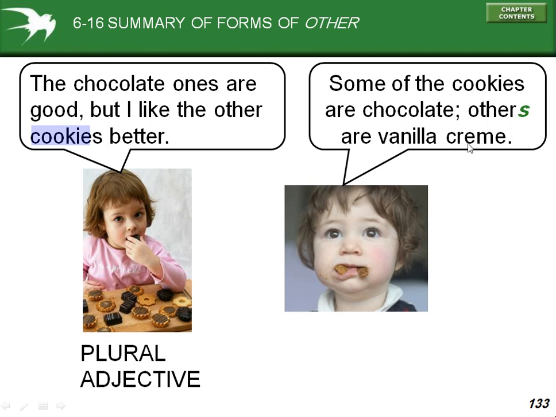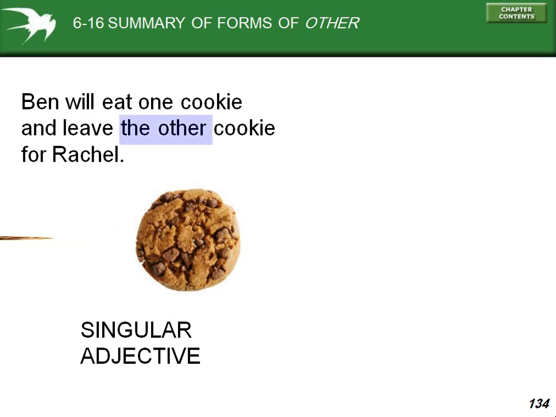Some of the cookies are chocolates, others are vanilla cream. So you can see here in this case others is functioning as a pronoun because there is no noun after it, and it is plural because it is used instead of the cookies.